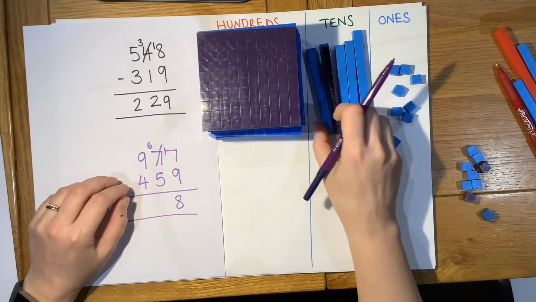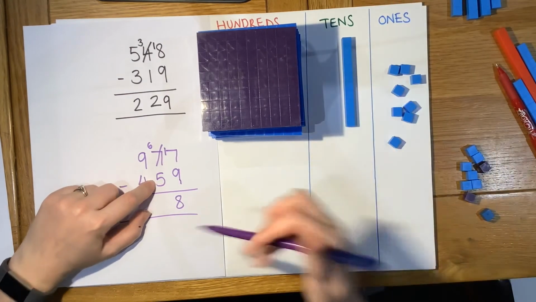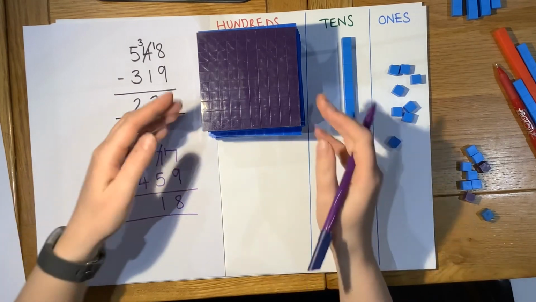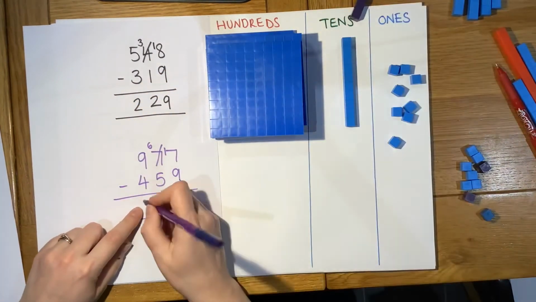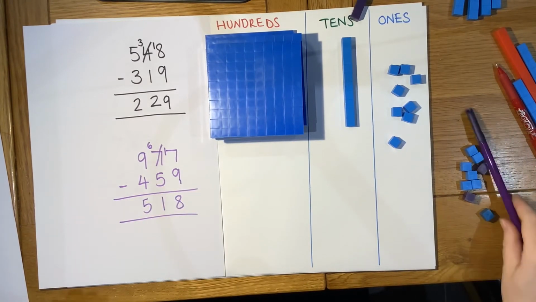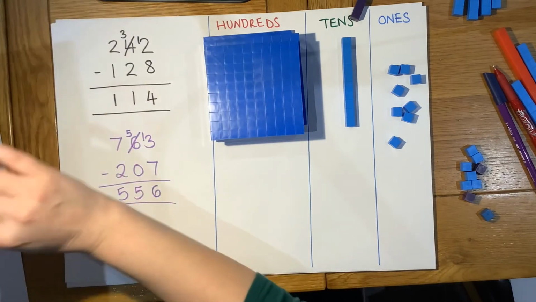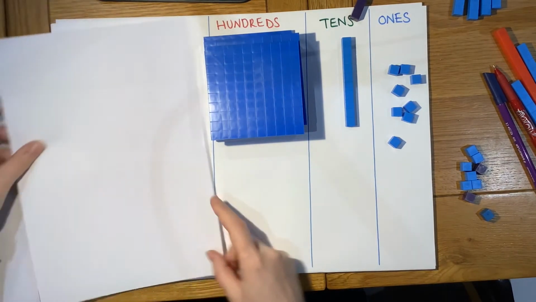Now subtract the 10s. 6 10s take away 5 10s leaves me with 1 10. And hundreds, 9 hundreds take away 4 hundreds leaves me with 5 hundreds, 518. Okay, let's do one more with equipment then. So your next one is 880.